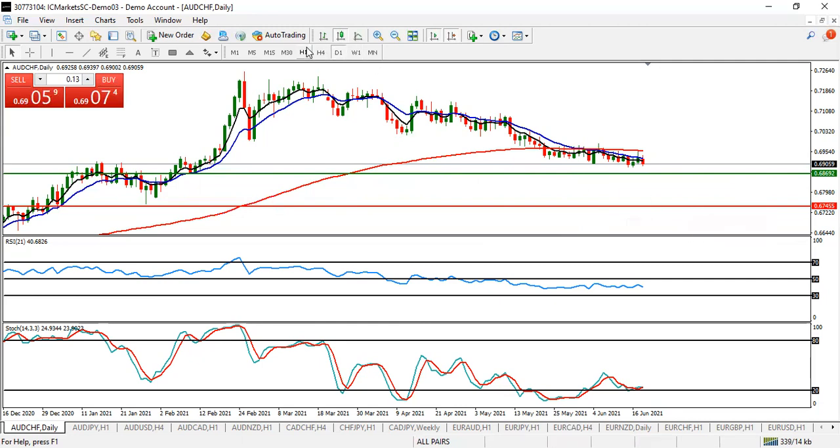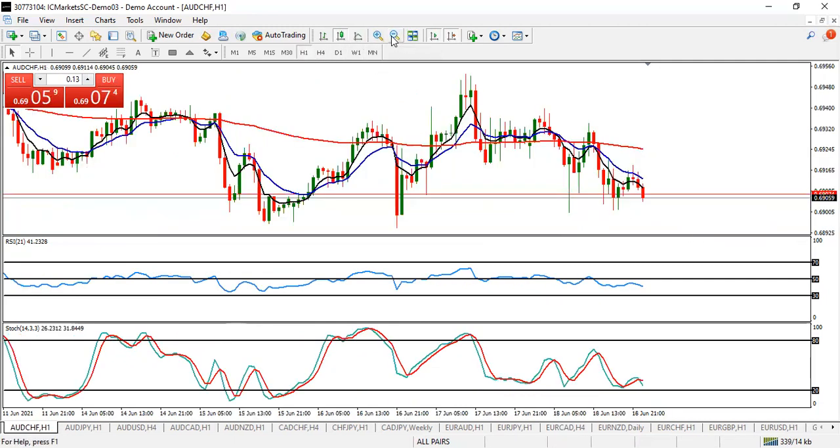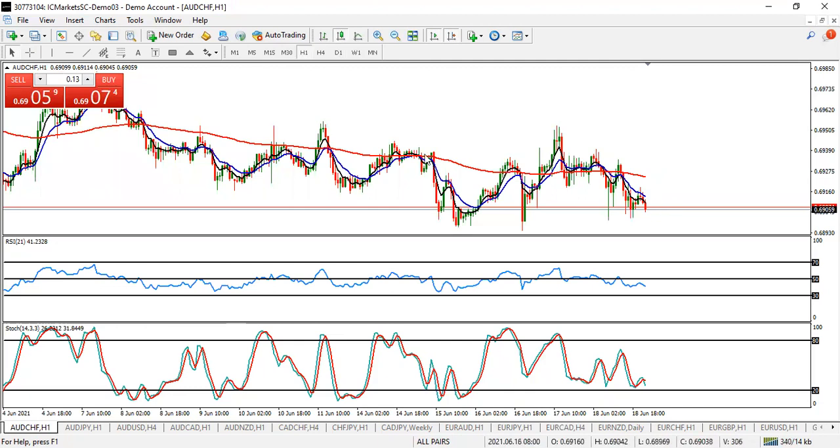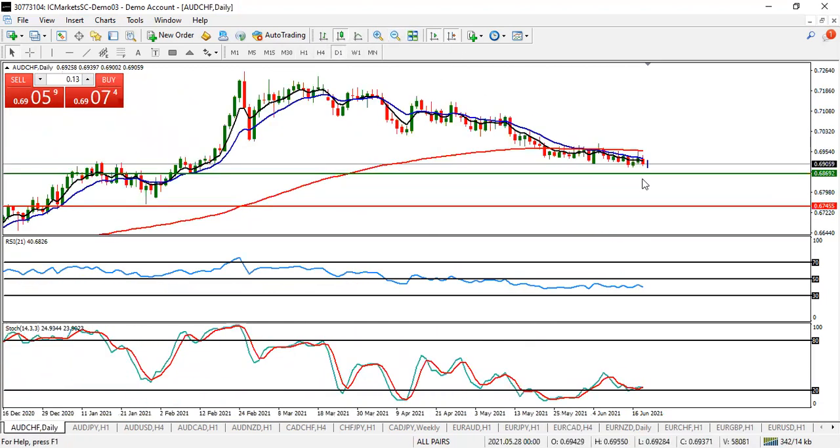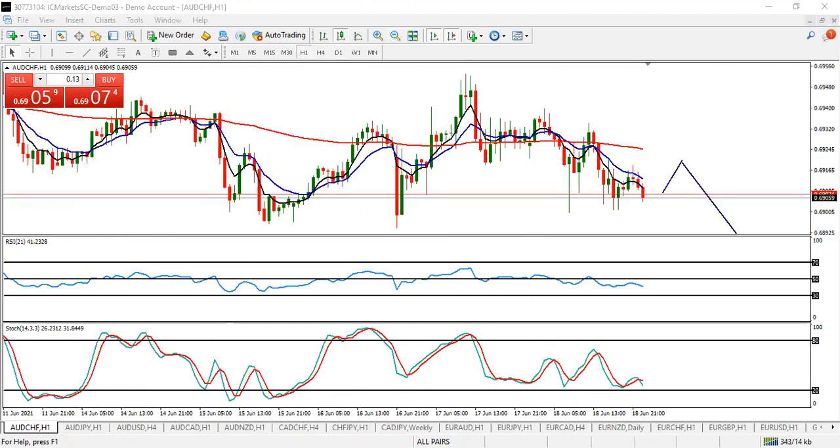If this level gets broken, we are heading on to the red support. Coming to our entry time frame, we are currently to the downside, so we want to wait for the pullback to happen, then take your sell entry to the downside, and our first profit is going to be at the green support. So AUD Swiss franc, look for a sell.